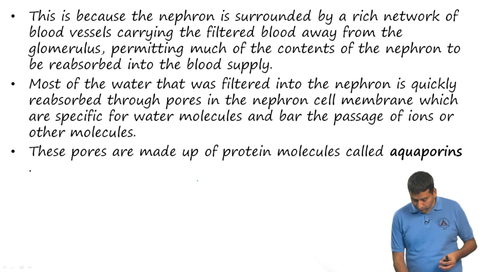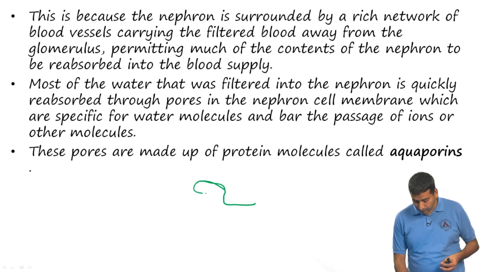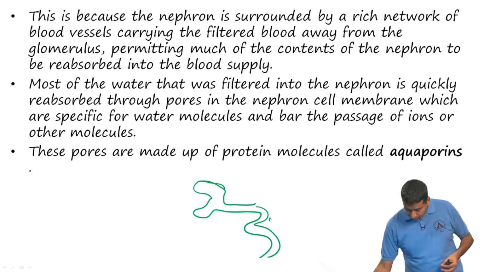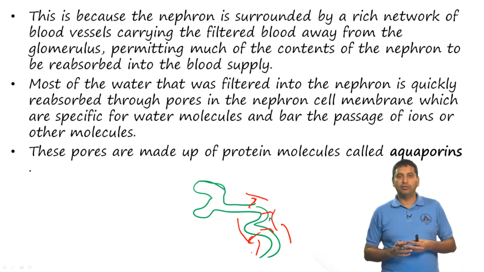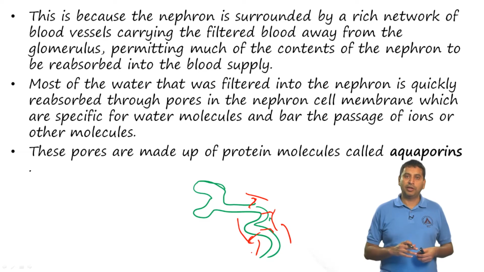If you imagine that the nephron structure is like this, so this is surrounded by blood vessels, and through here the drugs and whatever metabolites are going to pass across the nephron back into the blood supply. So, this is a process of reabsorption.